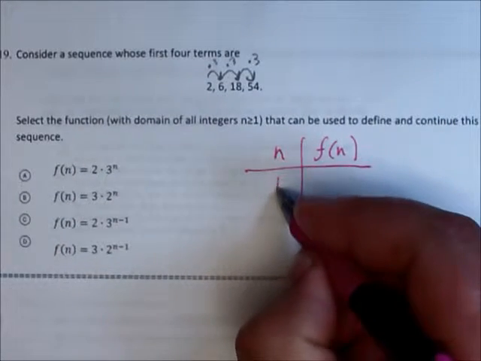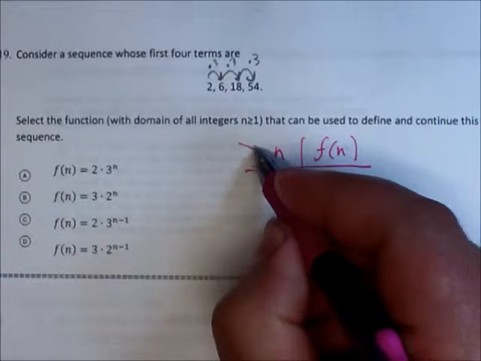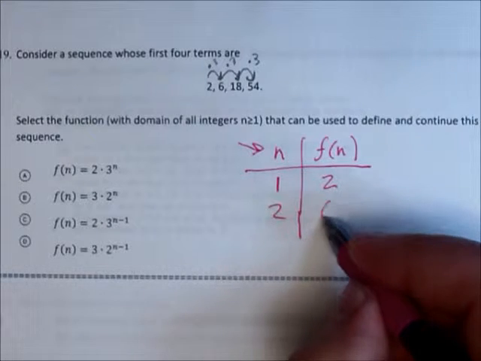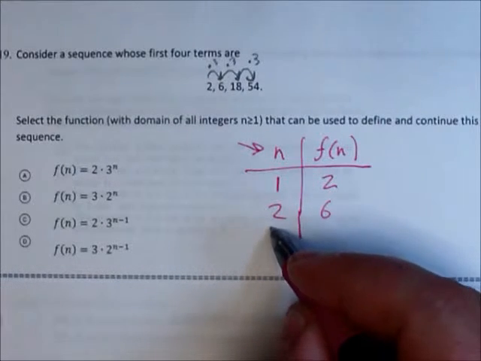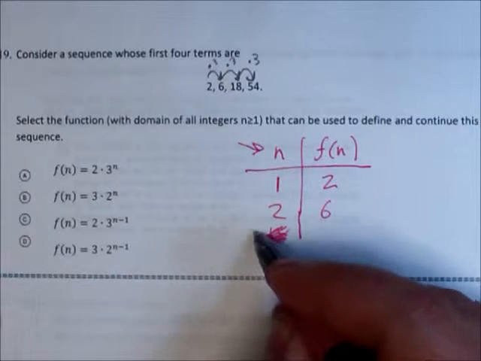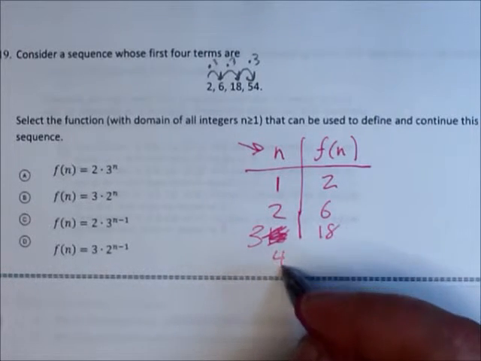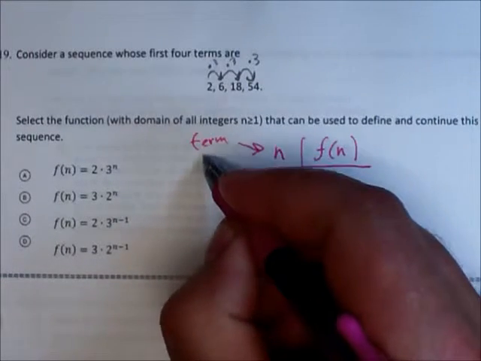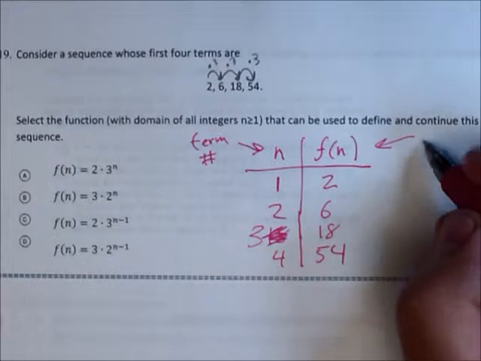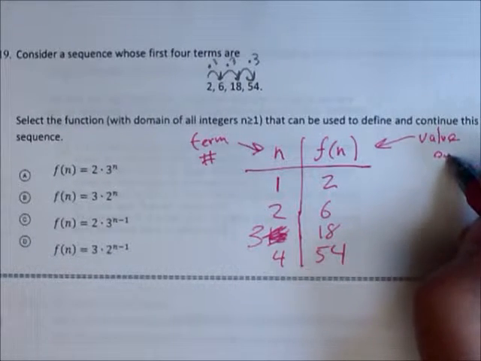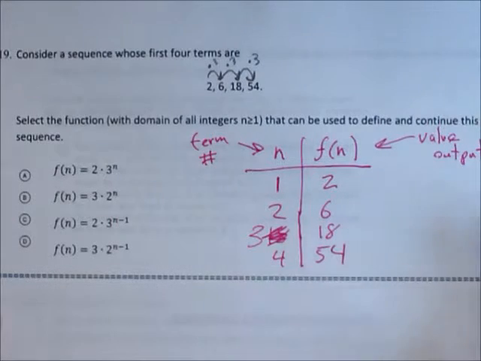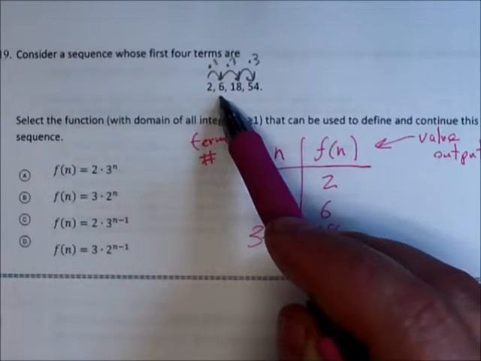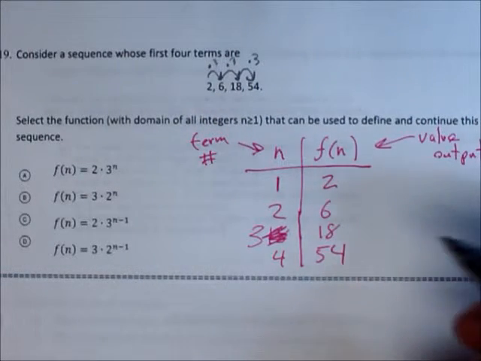So at term 1, the output is 2. At term 2, the value or output is 6. Term 3, 18. Term 4, 54. So this is the term number, and this is the value or output. That's what this n is: 1, 2, 3, 4.